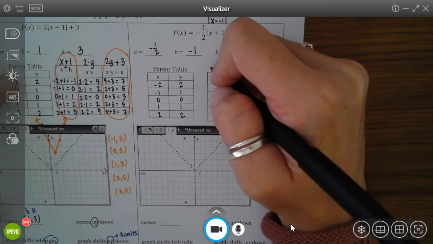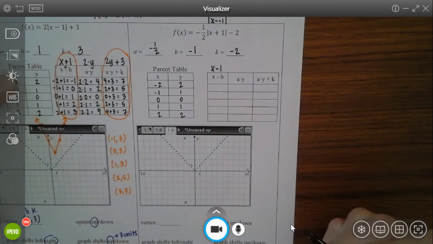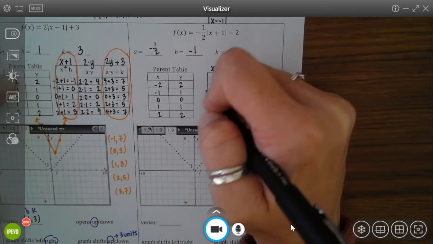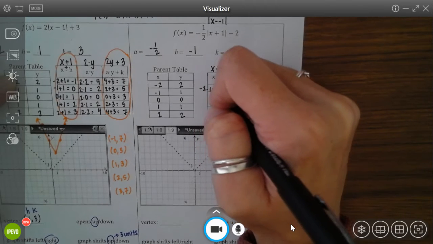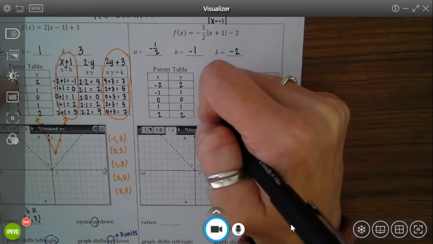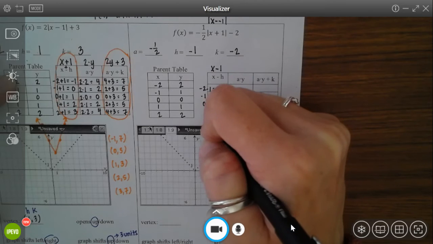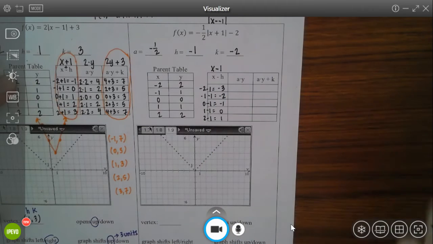So we said the h transforms the x. So since the h is negative, I'm going to be subtracting that from the x value. So -2 minus 1 is going to give me a -3. -1 minus 1 will give me a -2. 0 minus 1, -1. 1 minus 1 will give me a 0. And then 2 minus 1 will give me a 1.